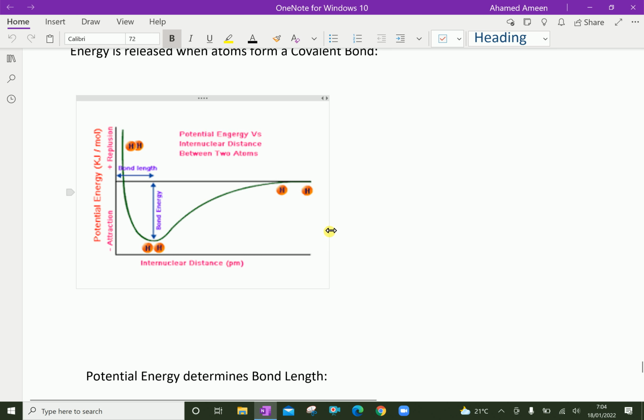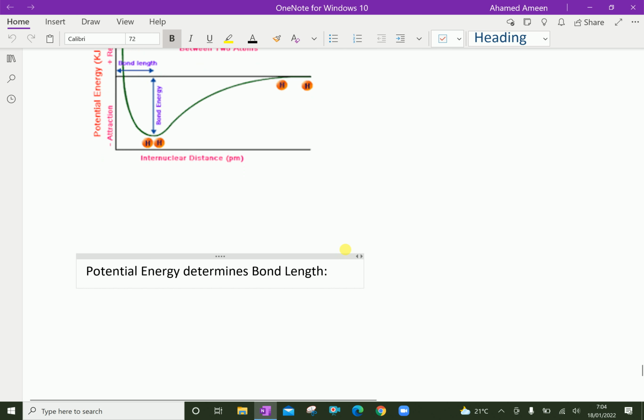That means, what is bond length? We can explain further. It is the distance between two bonded atoms at their minimum potential energy. The average distance between the nuclei of two bonded atoms is the bond length.